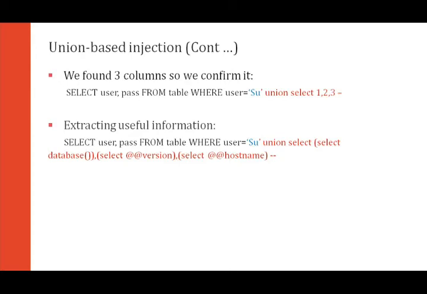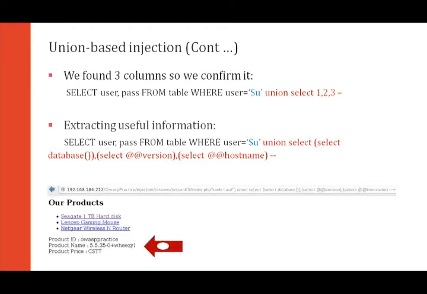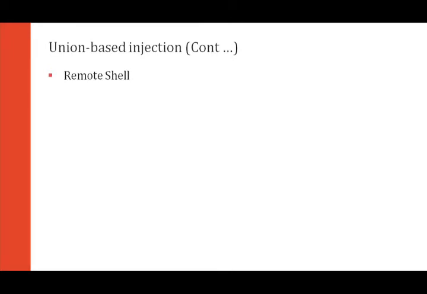In this case, we just put those values, and you can see at the bottom that we are able to identify the database name, the version of MySQL, and the hostname of that specific server. So that's to give you an idea of how the union-based attack works. You identify the columns, and then you proceed to do any kind of extraction. This is not the only thing you can do. You can get a remote shell just by using union-based.